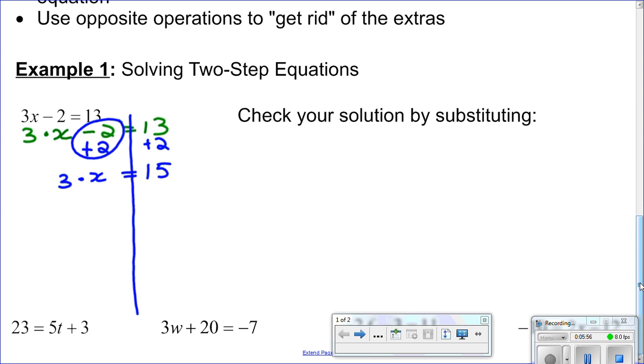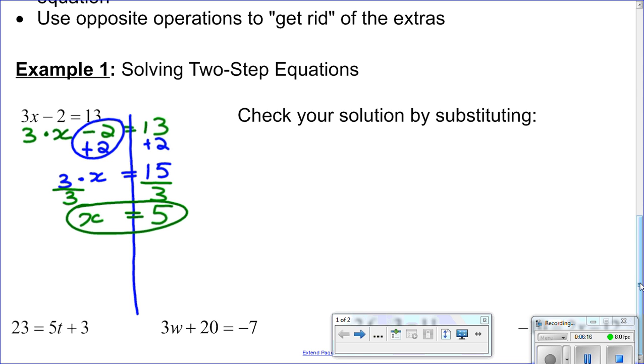So now we have a one-step that says 3 times x. We need to undo the times by 3 by doing the opposite. So we're going to divide by 3 on both sides. 3 divided by 3 leaves us with 1x equals 15 divided by 3, positive 5. So our possible solution is x equals 5 if we've solved everything correctly.